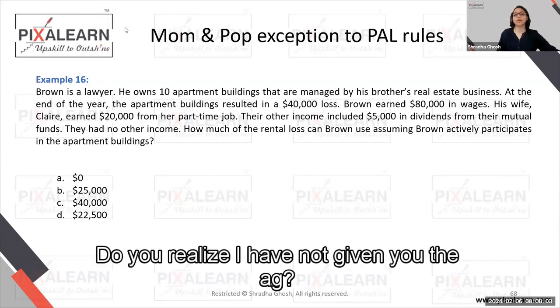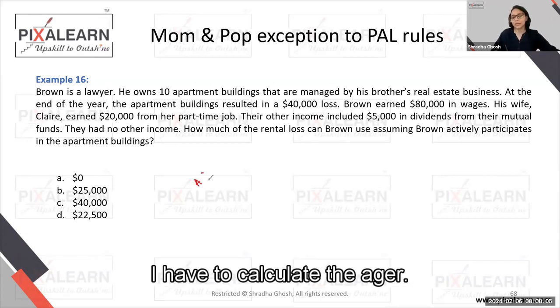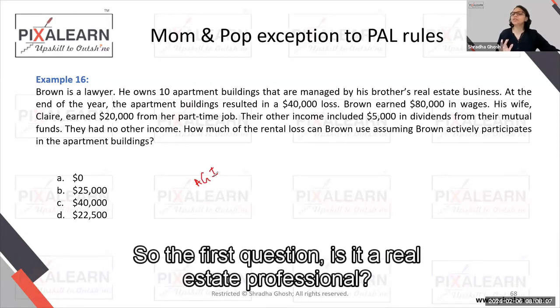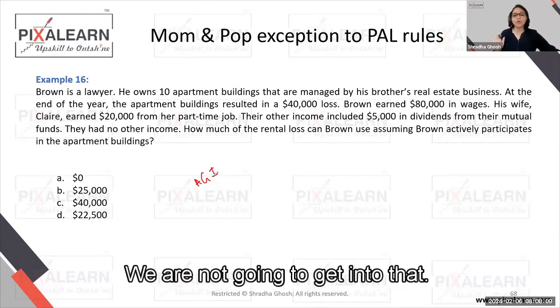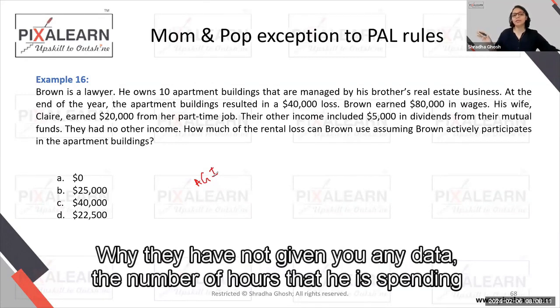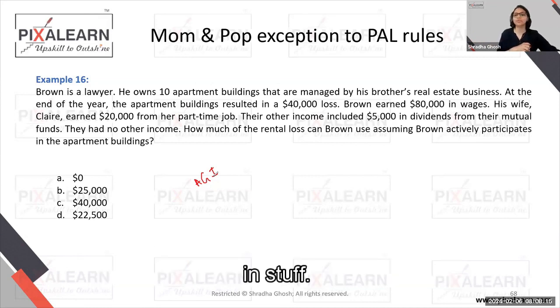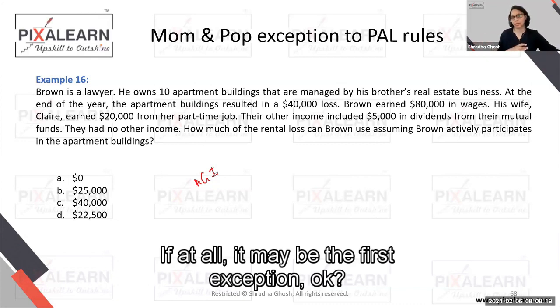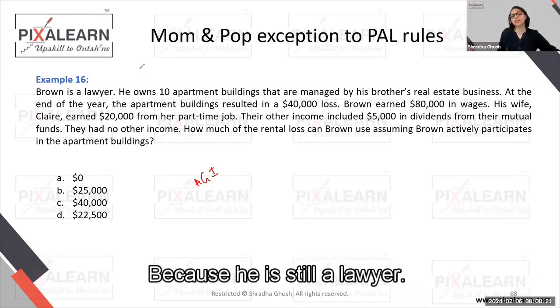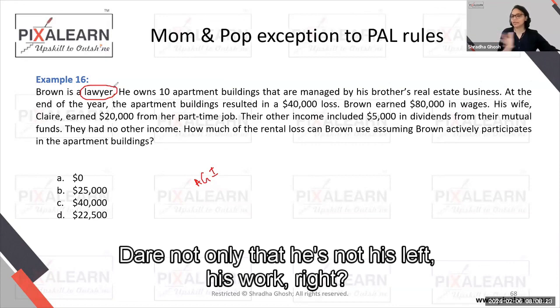Do you realize they've not given you the AGI? You have to calculate the AGI. So the first question: is he a real estate professional? We are not going to get into that, because they've not given you any data, like the number of hours he's spending. So I know it is not the second exception. If at all, it may be the first exception, because he's still a lawyer. They have not told you that he's left his work.